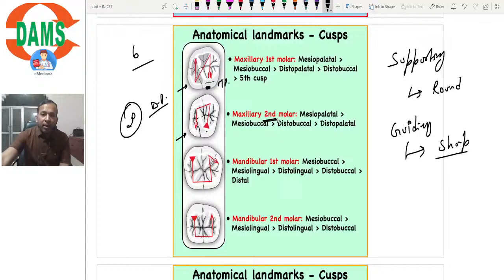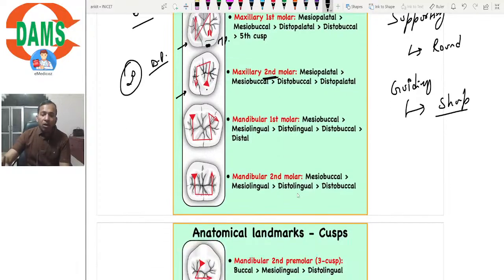right? In mandibular first molar, all the four cusps, mesiobuccal, mesiolingual, distobuccal, distolingual, are primary cusps, right? And that's why the same sequence will continue in first, second, and third molars. So mesiobuccal, mesiolingual, distolingual, and distobuccal. तो यही है सीक्वेंस कस्प्स के साइज का. सबसे छोटा कौन सा है? ये डिस्टल कस्प. Distal cusp is the smallest.